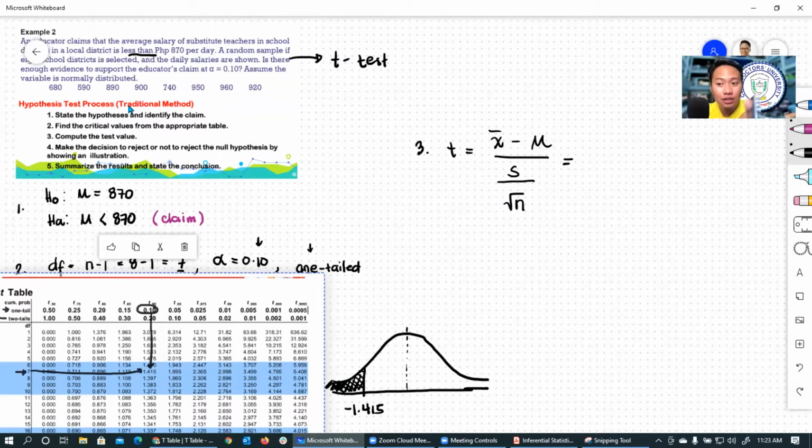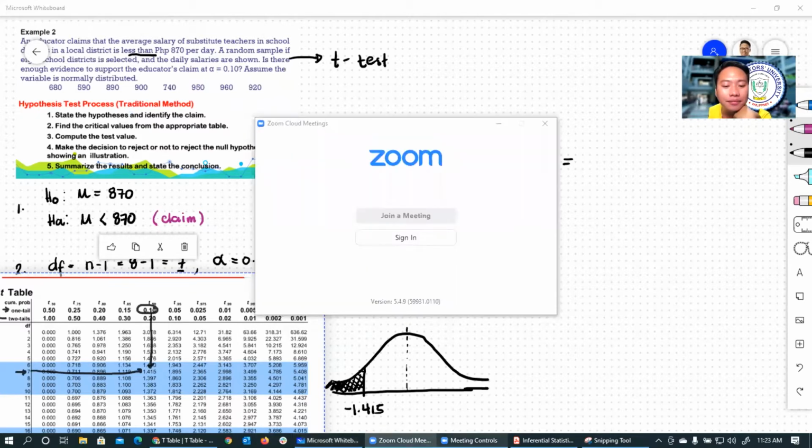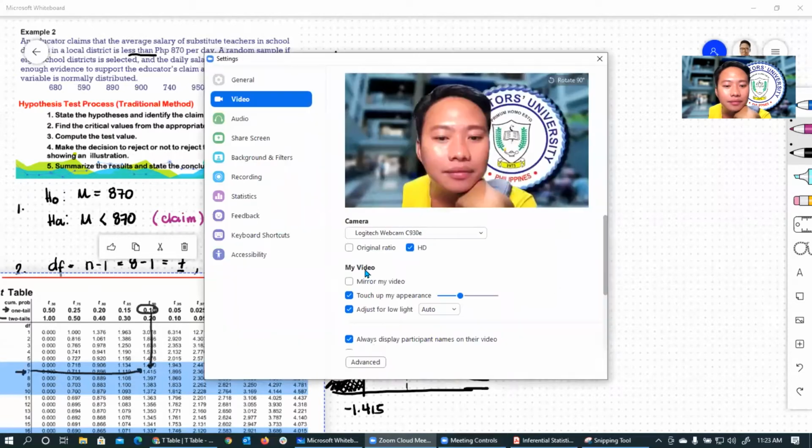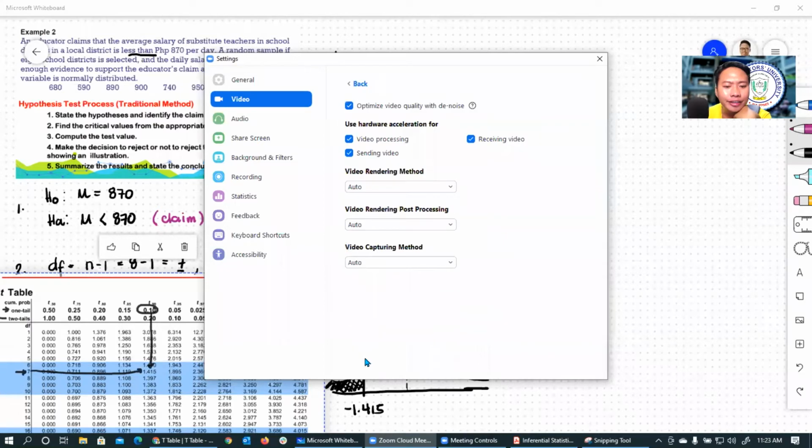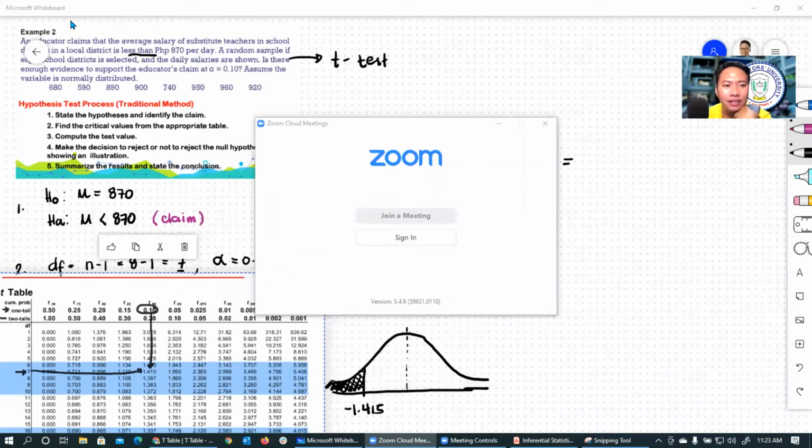I'm using my Casio. Wait guys. Okay, you can see my calculator. I do hope you can see my calculator.